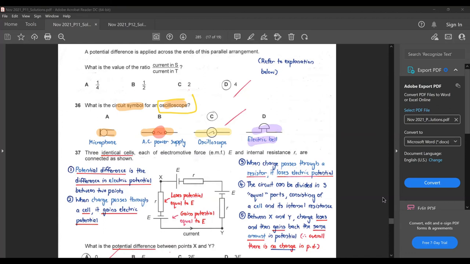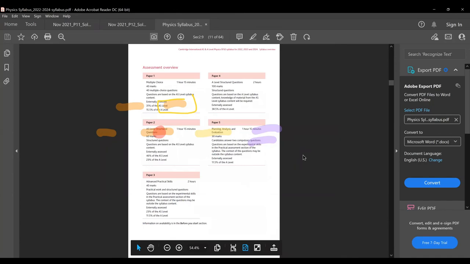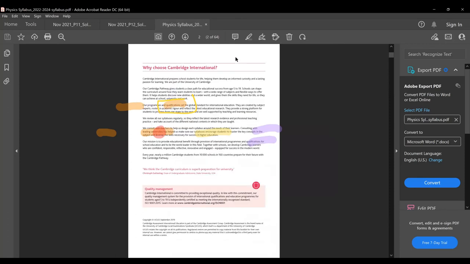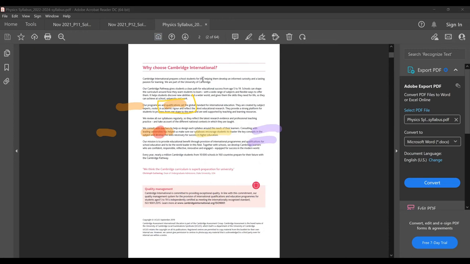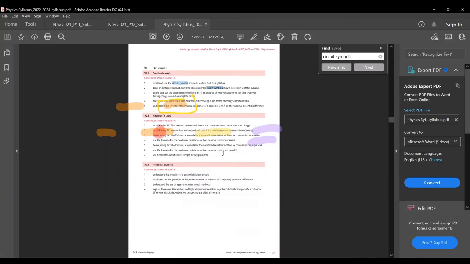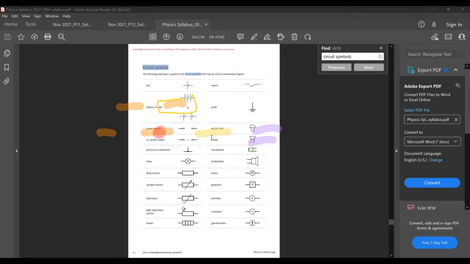Now, how do you know which electrical symbols you need to know? You can get it from your syllabus booklet. You may have gotten the syllabus booklet from college at the beginning of your course. This one will tell you all the syllabus requirements. So your circuit symbols are actually from here. All you need to do is press the search function inside your PDF, type circuit symbols, and it will show you this page.